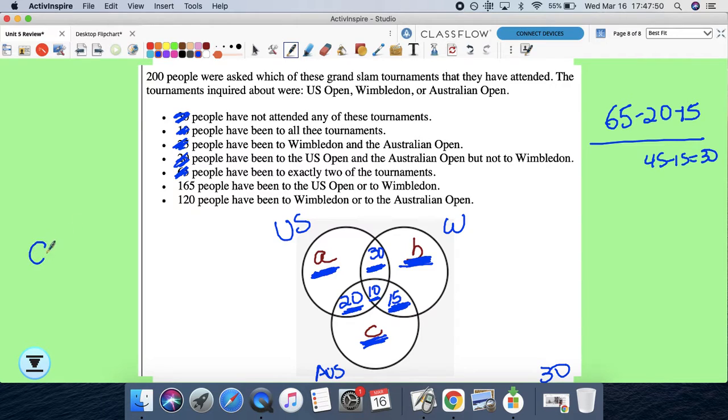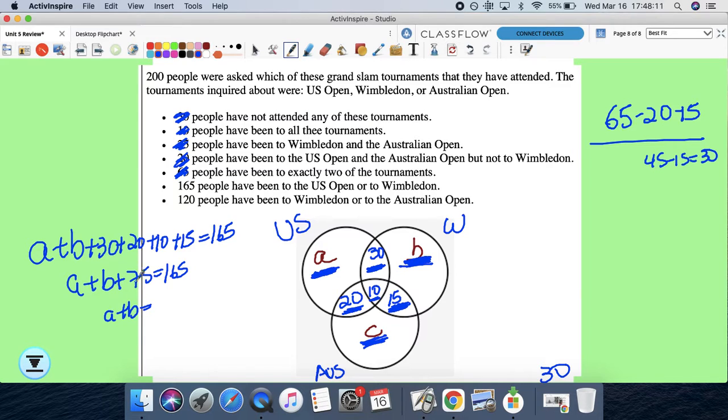So it's A plus B plus 30 plus 20, plus 10, plus 15, and we're doing US Open or Wimbledon. That all equals 165. So A plus B plus 50, 60, 75 equals 165. So A plus B equals, let's see, 165 minus 75 equals 90.